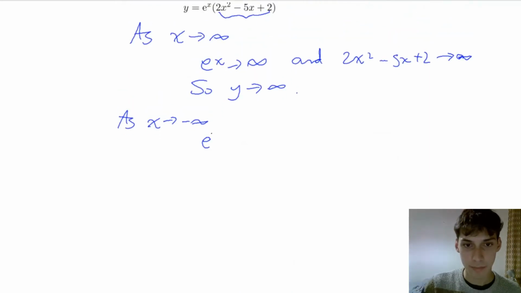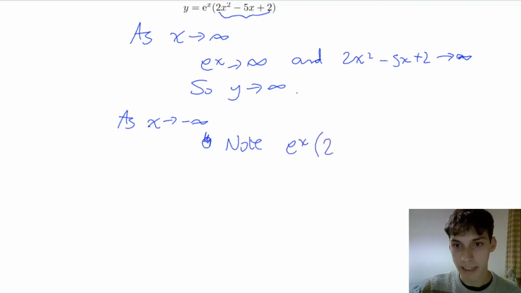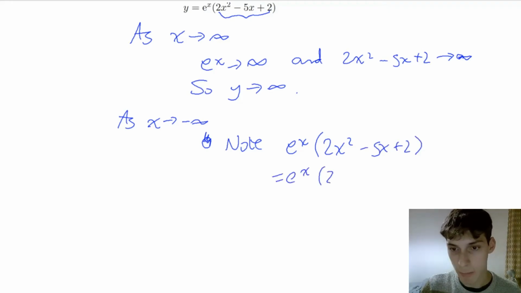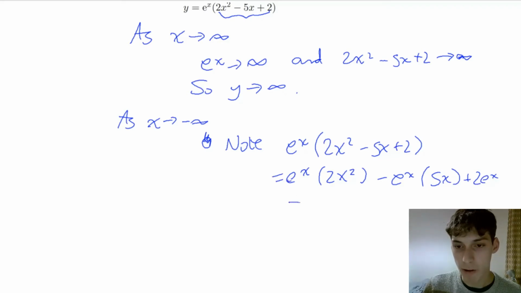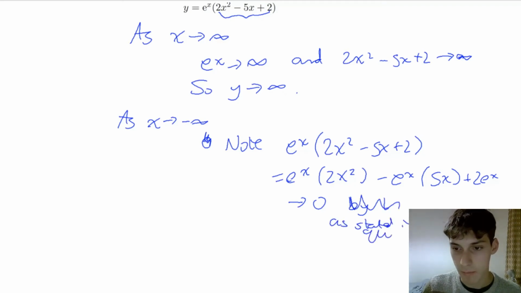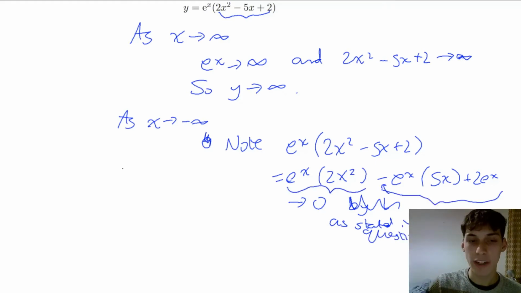So note that e to the x multiplied by 2x squared minus 5x plus 2 equals e to the x multiplied by 2x squared minus e to the x multiplied by 5x plus 2e to the x, which approaches 0, as stated in the question. As we go really far to the left of the graph, we're going to be reaching the x-axis. So we're going to have some kind of asymptote behaviour going on there.